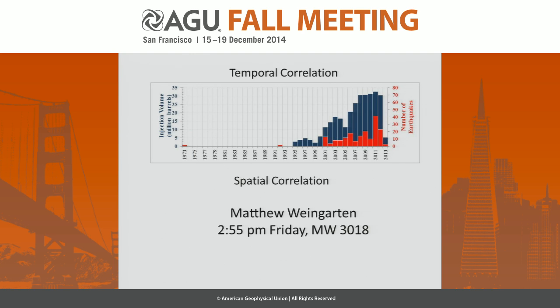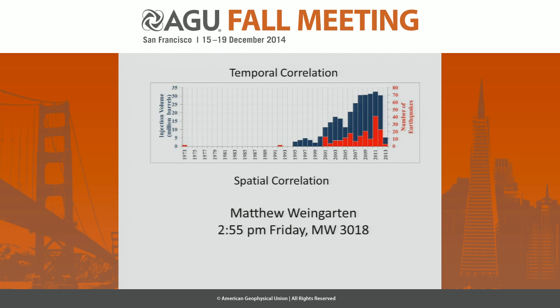This is an example from Colorado of the temporal correlation between the injection volumes and the occurrence of seismicity. On the horizontal axis is time, the blue bars show the injection volumes, and the red bars show the seismicity. The pattern and trend are pretty convincing, and that's a temporal correlation. The spatial correlation is quite a bit messier. We don't have a very clear picture at this point.